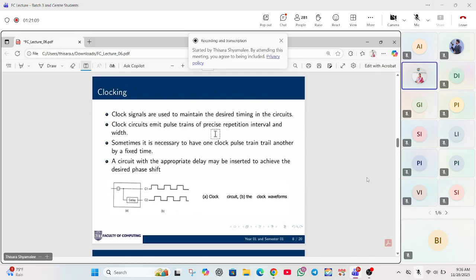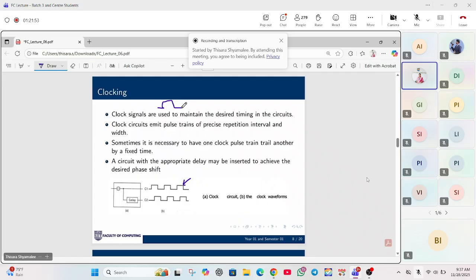So then let's move to the clocking. Clock signal. Clock signals are used to maintain the desired timing in the circuit. That means if you want to do something according to the change of time, then you can use the clock signal for that. Clock signal is presented like this. This is the clock signal.